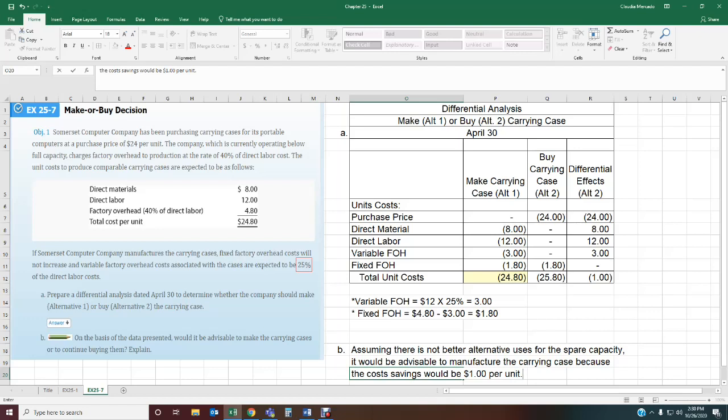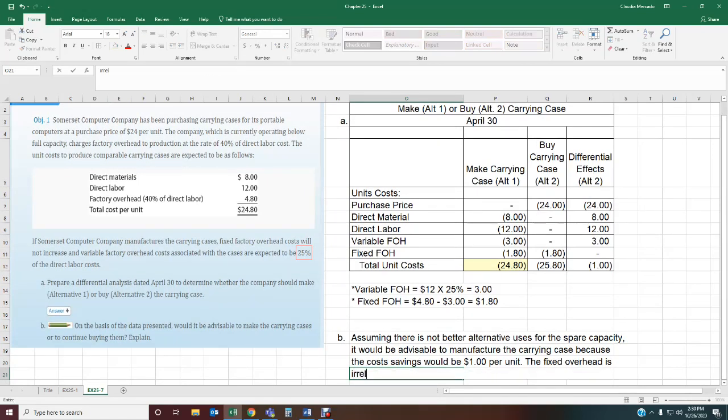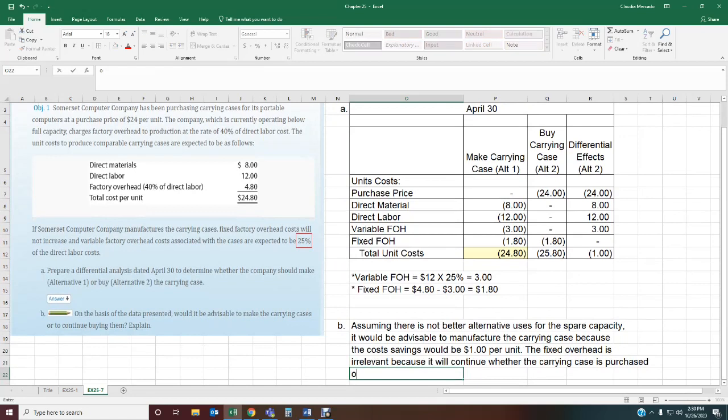The fixed overhead is irrelevant because it will continue whether the carrying case is purchased or manufactured. So assuming there is no better alternative, we only have one of these two options, and we're going to use the extra capacity to make the carrying case.